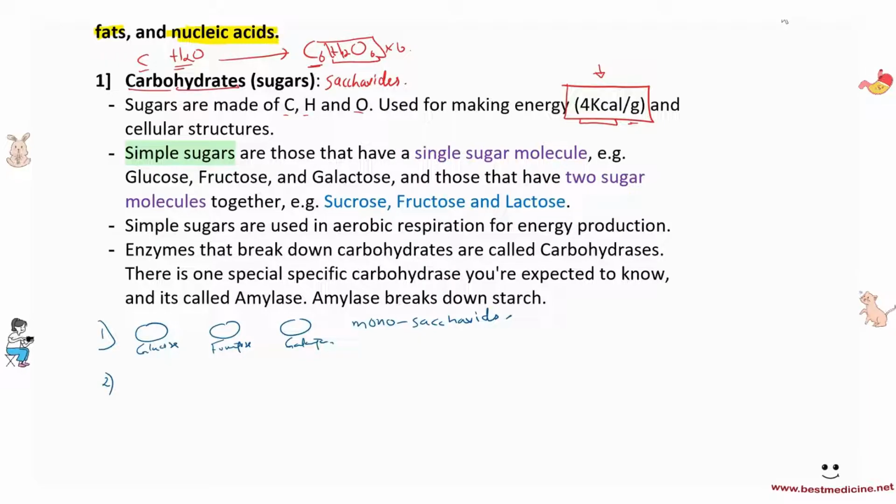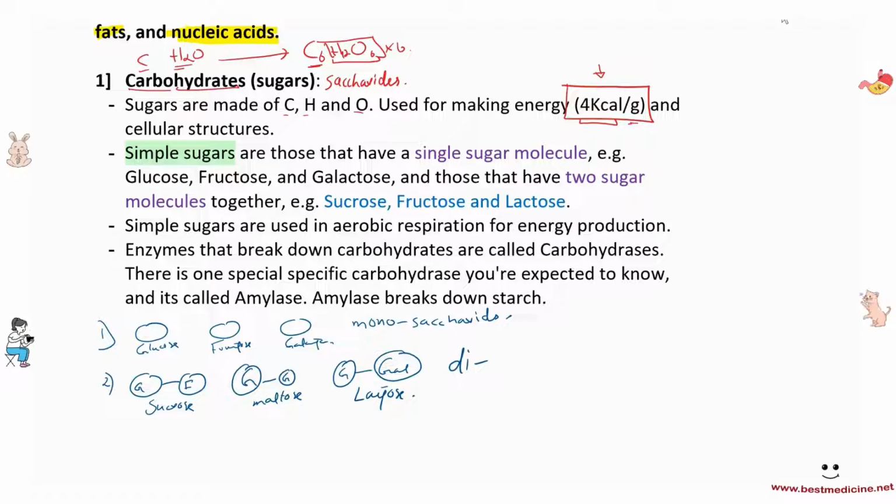Then we've got double sugars. Double sugars are made up of two single sugars combined together. So you could have glucose and fructose, which give you sucrose. Or you could have glucose and glucose, which give you maltose. Or you could have glucose and galactose, which give you lactose. Because these are two molecules making a sugar molecule, we call them di, for two, sugars, or disaccharides.